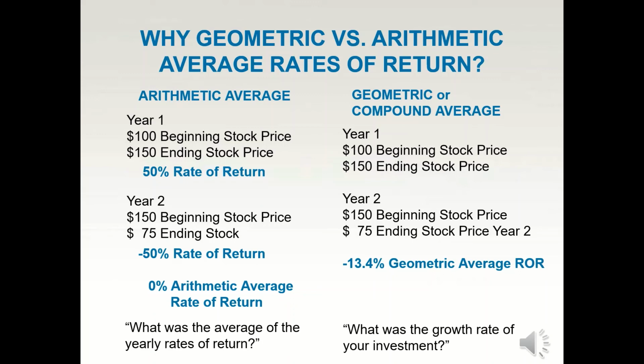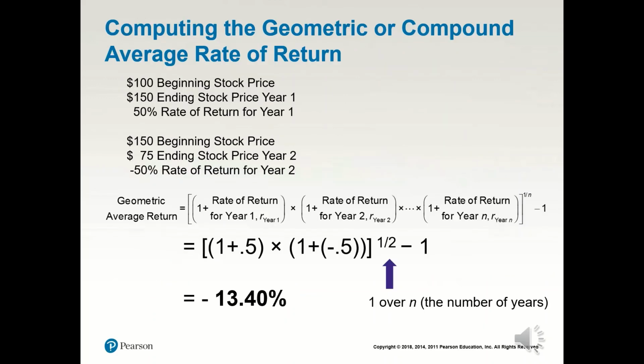Let's look and see how the geometric average rate of return is calculated. It looks complex, but it really isn't. We're going to take the rate of return for every year. You can see in our equation that we're using the 50% rate of return for year 1, which shows as a decimal of 0.5, and we're taking the negative 50% rate of return from year 2, which shows as a negative 0.5 decimal. To each one of these numbers, we add the number 1.